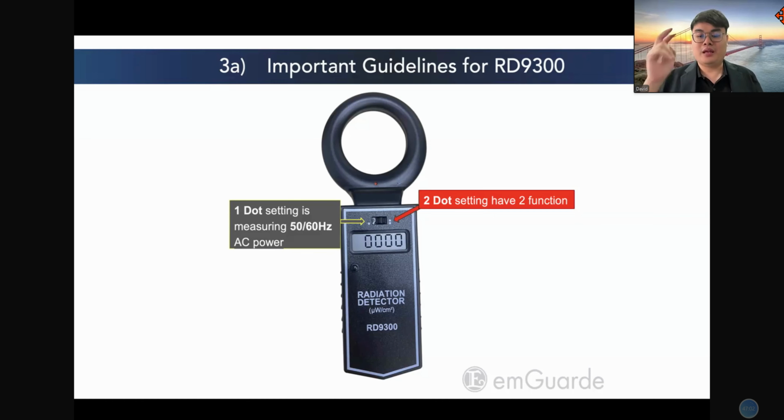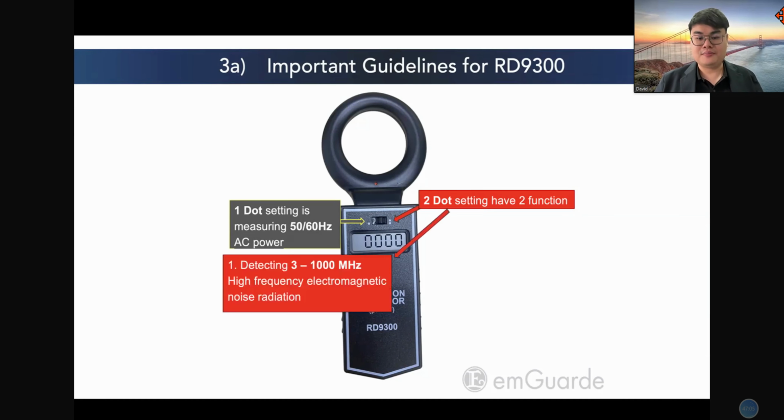Now on 2 dot, there are 2 functions from the detector, okay? The first function is to detect high frequency electromagnetic noise radiation between 3 to 1000 megahertz. So when you put the detector very close, let me show you an example. Okay, let me pull out my detector here. All right. So basically, when you use the detector to do scanning, it has to be very close to your gadget. It's about 1 to 2 centimeters away. This is how the detector actually probes the reading from the source. Okay, it's about 1 to 2 centimeters away.